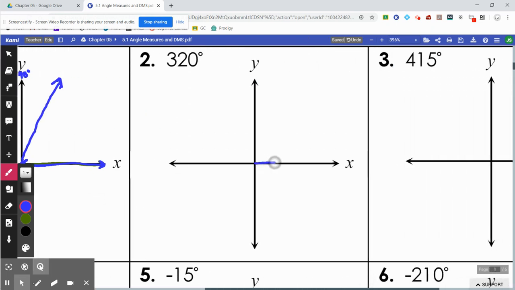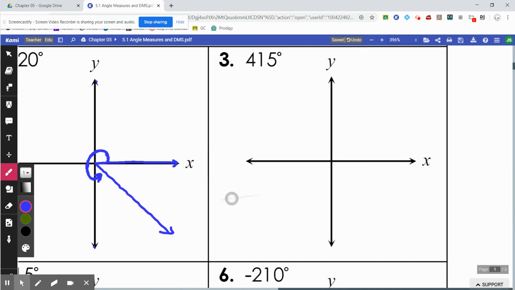320. Again, we always start with the positive x-axis. This is 90, 180, 270 if we rotate around to there. If we rotate all the way around, we're at 360. So it's going to be nearly halfway here. And I like to draw a little arrow showing that we started here, we rotated in this direction, and 320 would be right around in there.